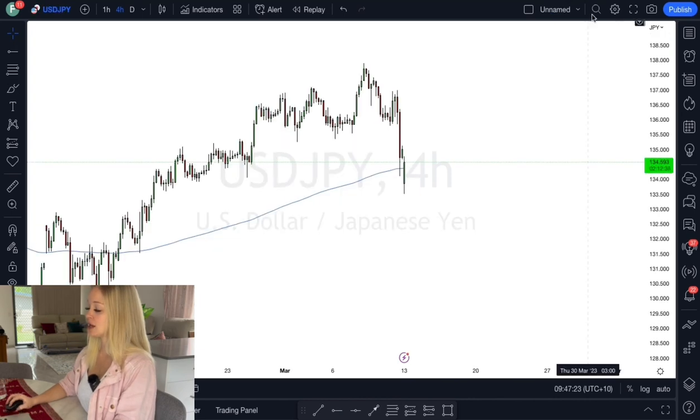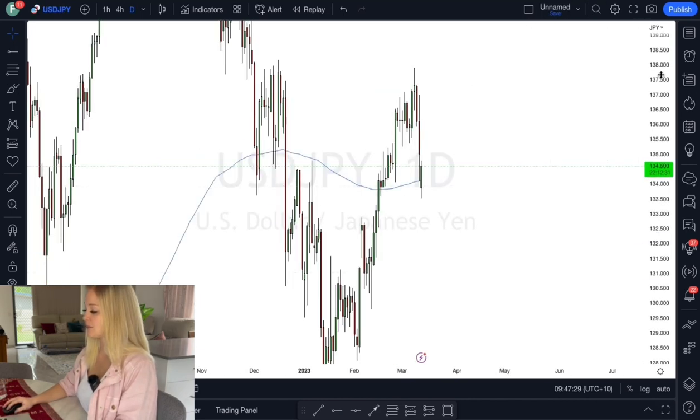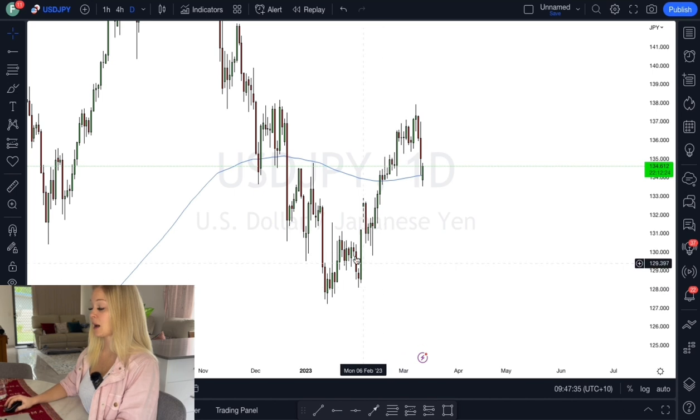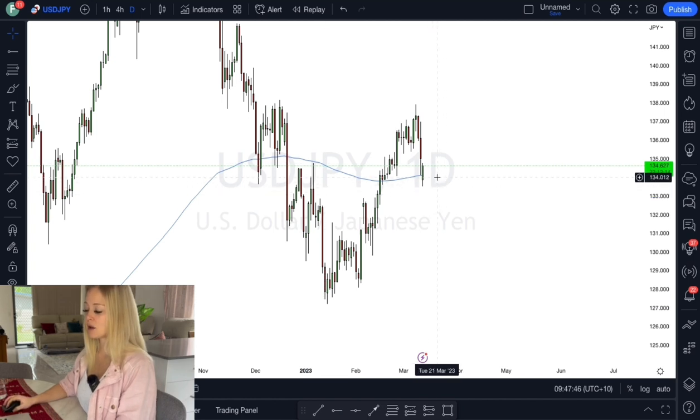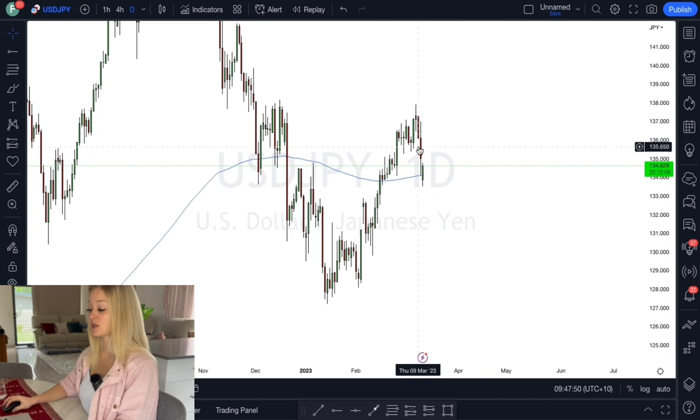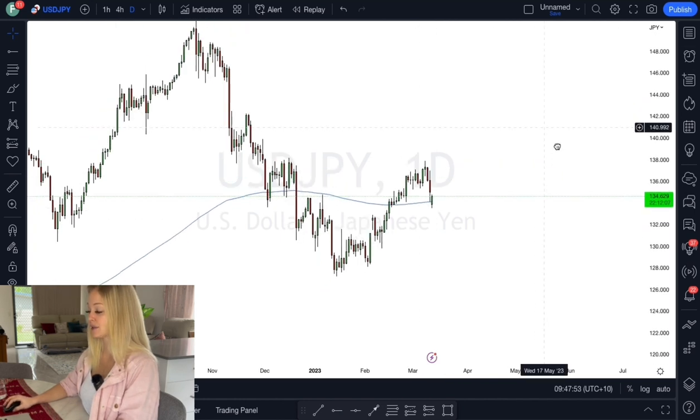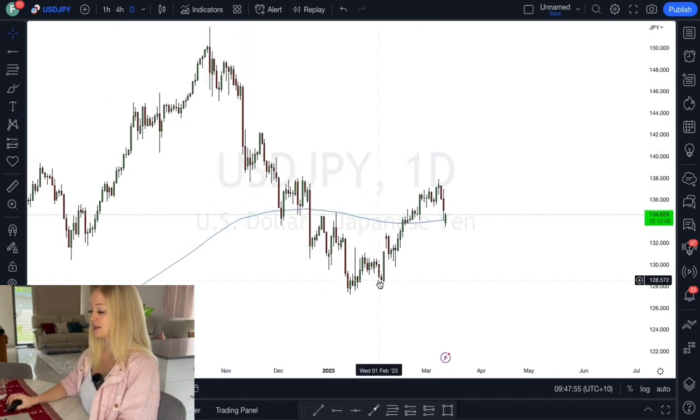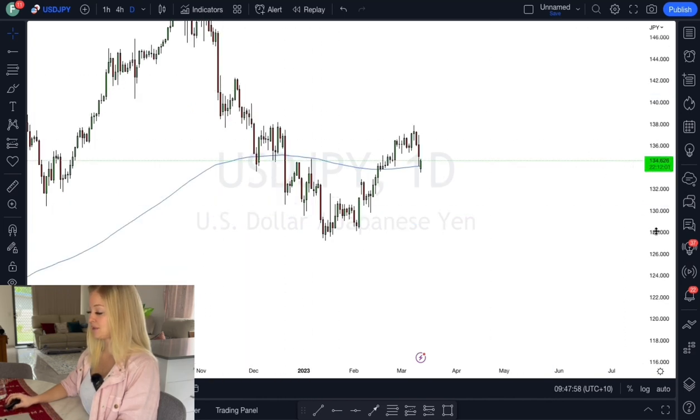Switching over to UJ, we can see on the daily time frame, price has been in an uptrend, creating higher lows and higher highs since January 13th. Could this be another new higher low? Or are we actually going to see price start trending back to the downside like we have seen in this entire leg?